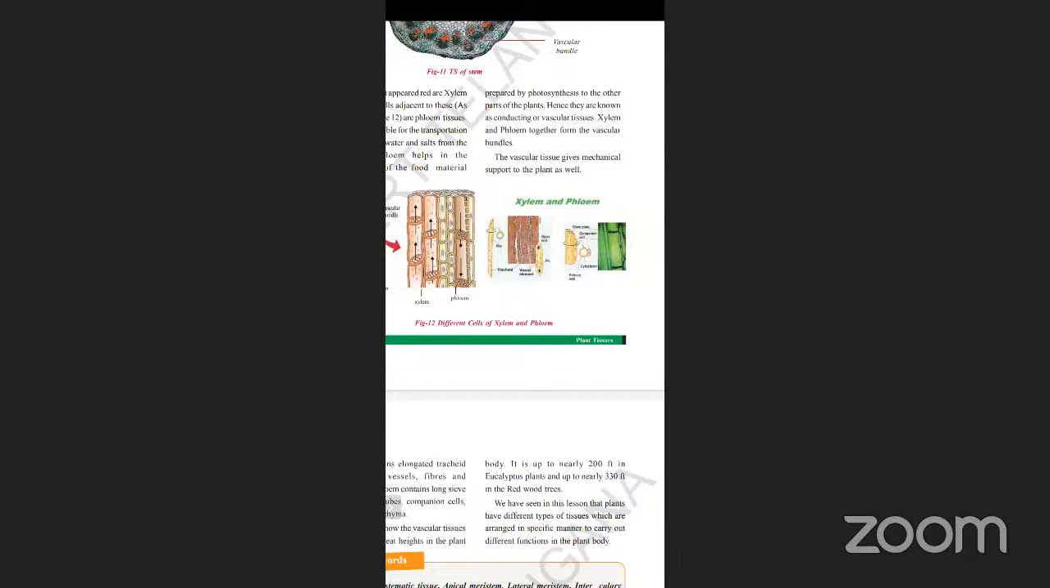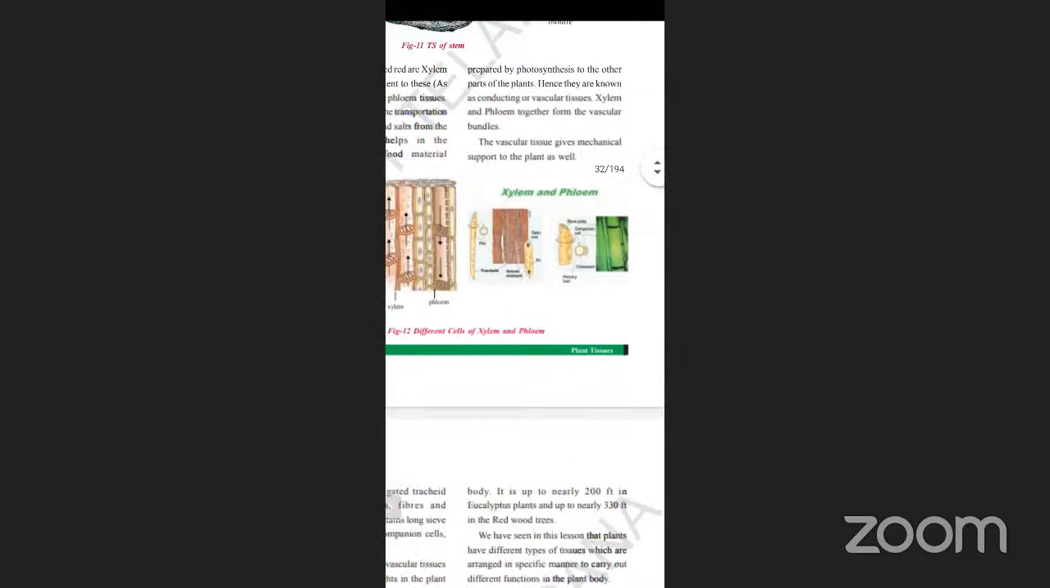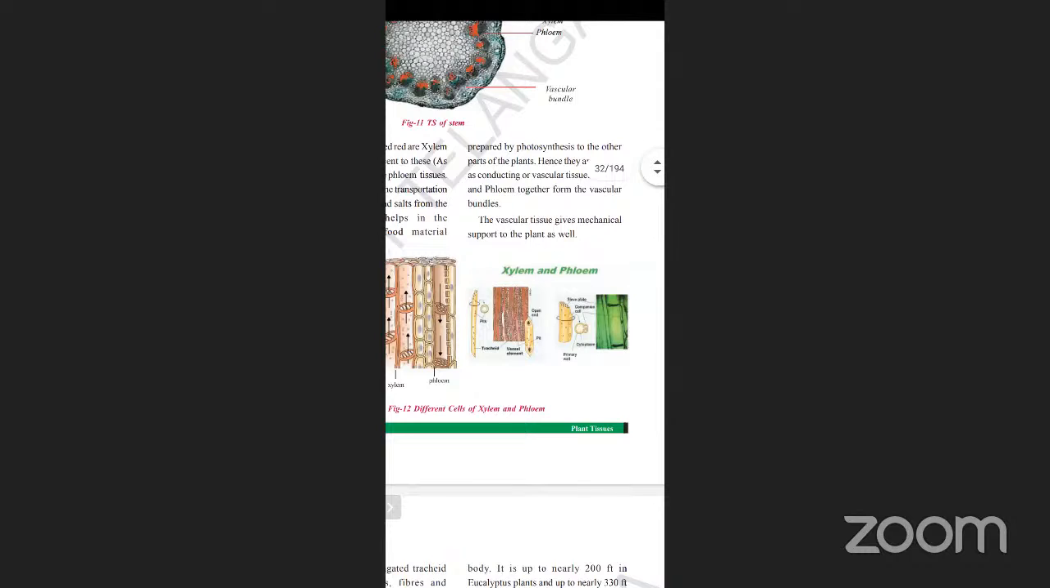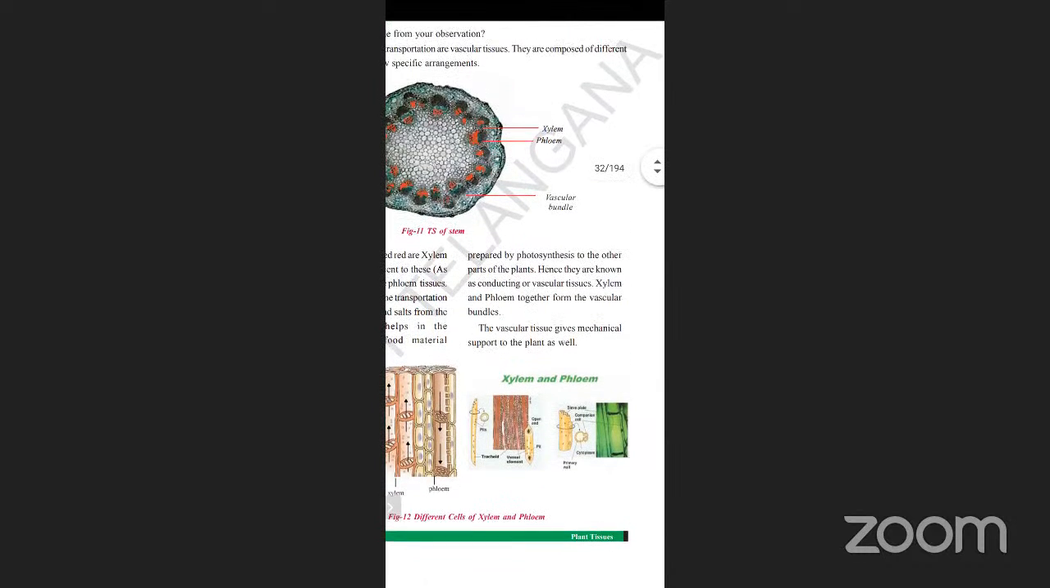Xylem and phloem together form the vascular bundles. The vascular tissue gives mechanical support to the plant as well. Not only transportation of water, food material, minerals and salts, but this vascular tissue can also give mechanical strength, mechanical support to the plant body. See here, this is a vascular bundle.